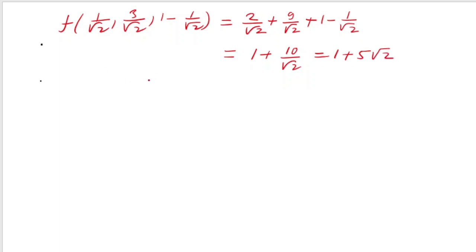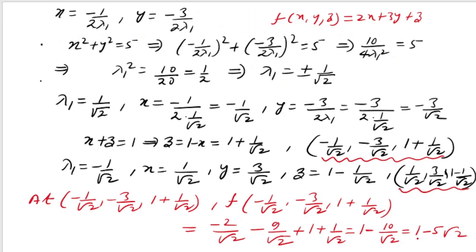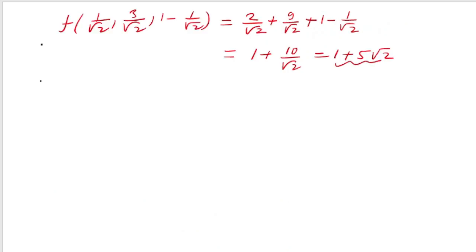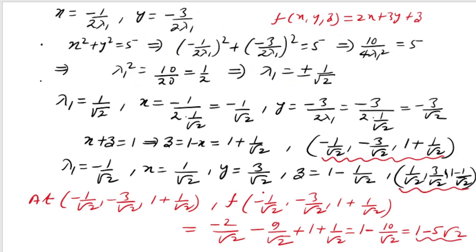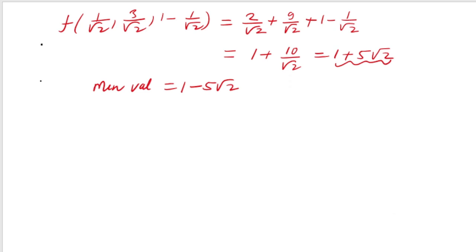So we have calculated the function value at both the points, and it is very clear what the minimum value is. This is the smaller one, so this is the minimum value of the function, and this is the maximum value of the function. So I just write that the minimum value is equal to 1 minus 5 into under root 2 at this point that we have calculated. And what is the maximum value?